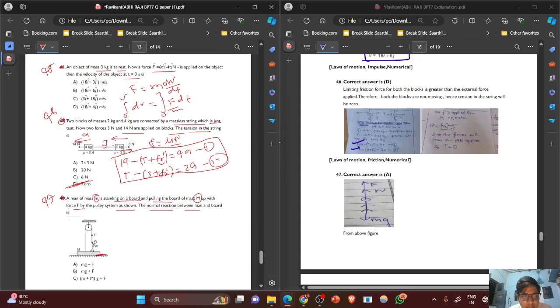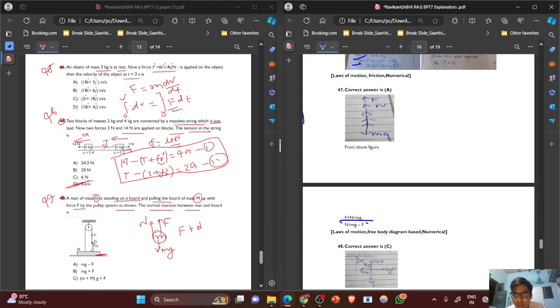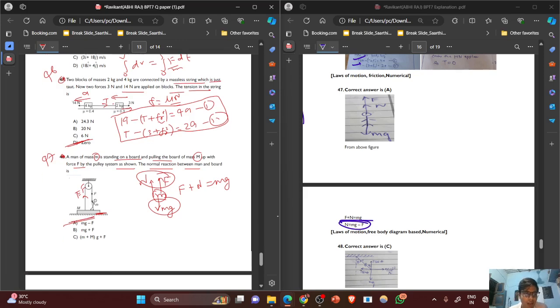First you need to make the FBD of the man. F is acting above, normal is acting above, mg is acting below. So simply F plus N equals mg, because this F is the same tension that is acting here. So N equals mg minus F. Option A is your correct answer.